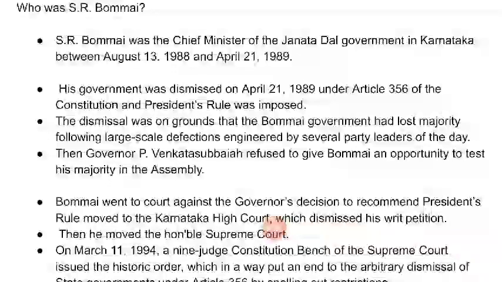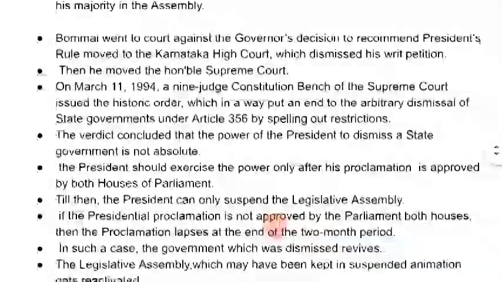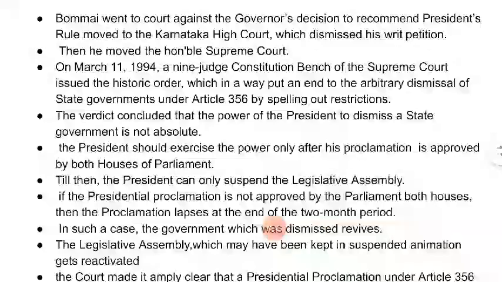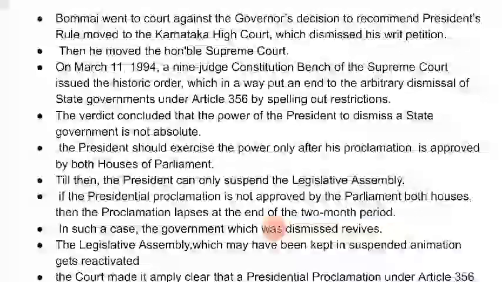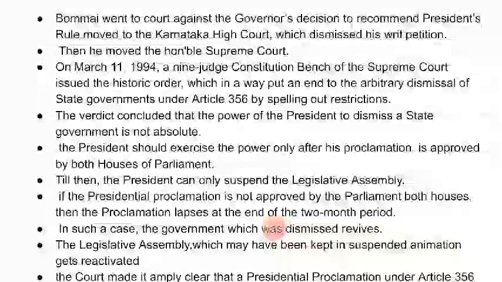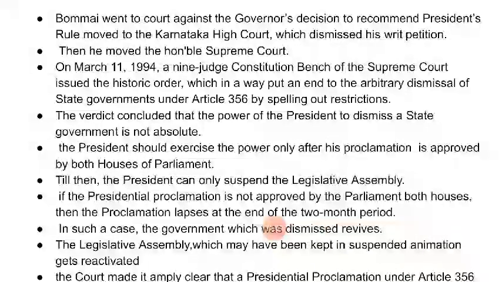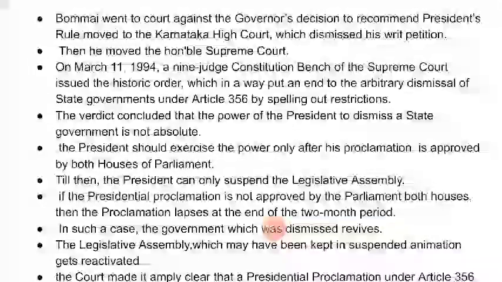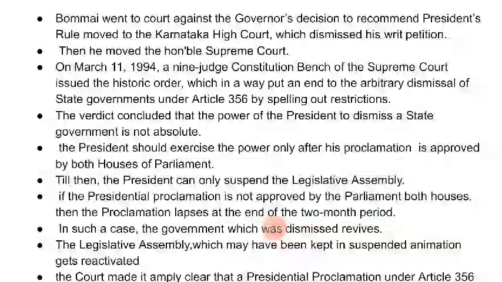Now what did Mr. S.R. Bommai do? S.R. Bommai went to court against the governor's decision to recommend President Rule, and moved to the Karnataka High Court, and his writ petition was dismissed. Then the only option left with Mr. S.R. Bommai was to move to the Honorable Supreme Court. So now see, in the present case, how the Honorable Supreme Court decided.